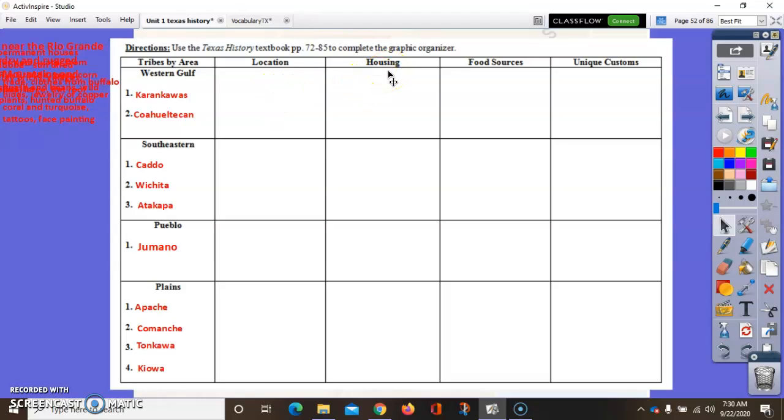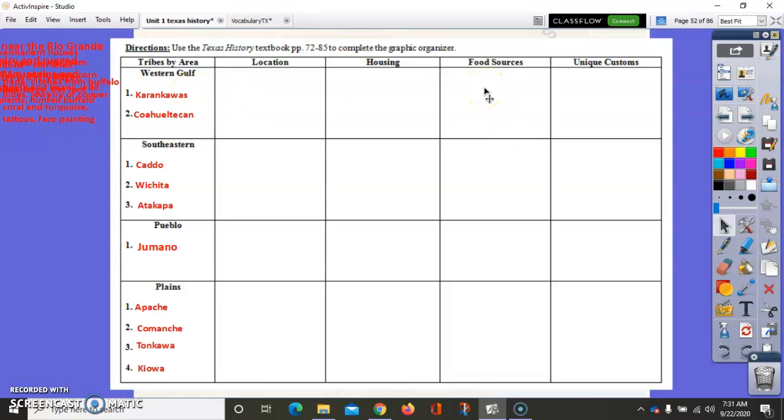Housing means what kind of houses did they live in? And so, using some of our vocabulary words that I introduced earlier, did they live in permanent houses or were they nomads? Did they live in a wigwam or a teepee? Did they use adobe? So you're going to use words like that in your description of the type of houses that were representative of the Southeastern culture or the Western Gulf culture.